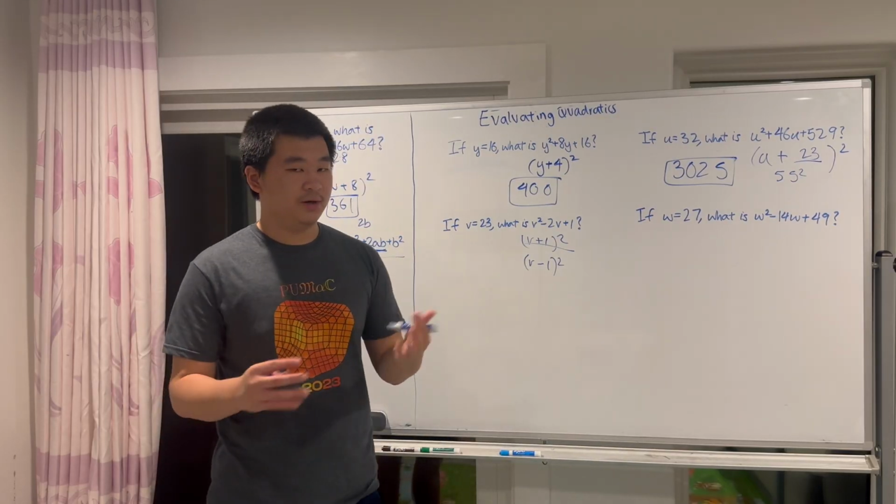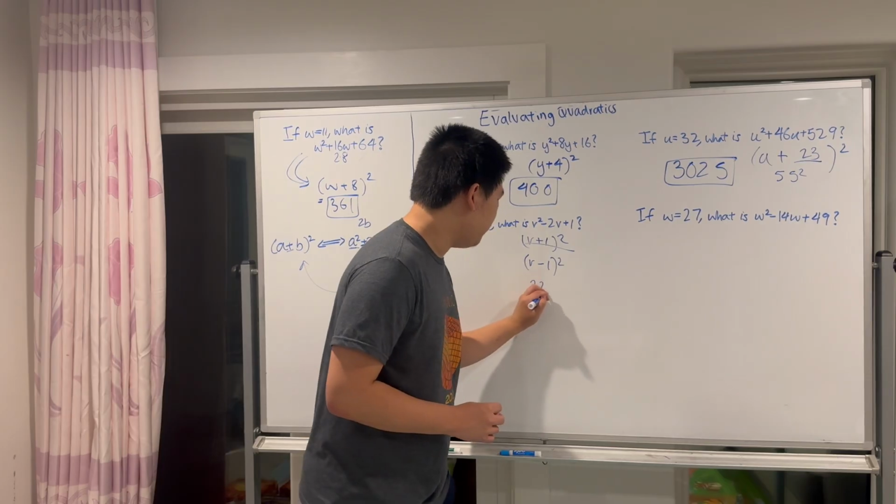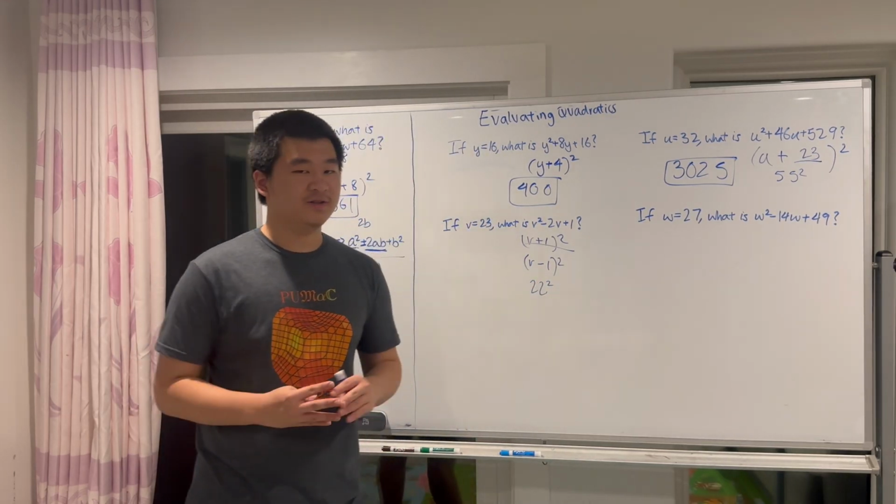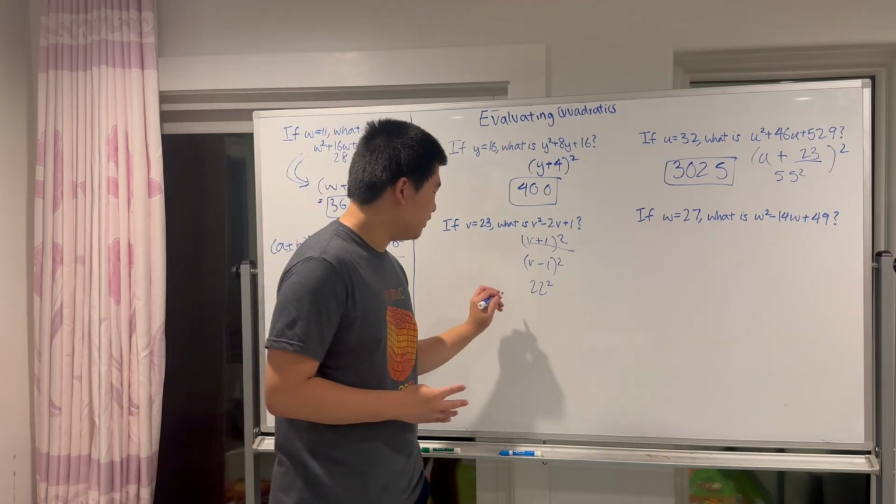So then we can just plug in v as normal. 23 minus 1 is 22, and 22 squared. This is not on the times table, but in my opinion, you should memorize it for number sense. 22 squared is 484.